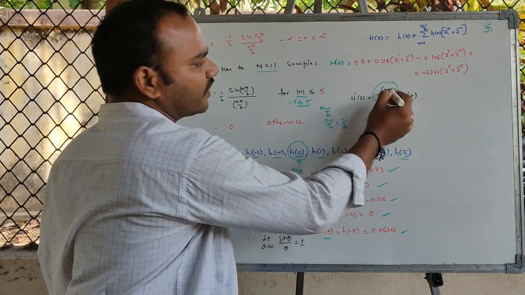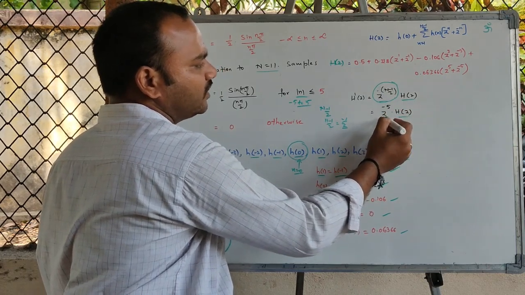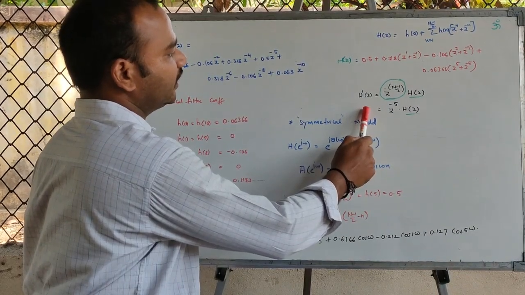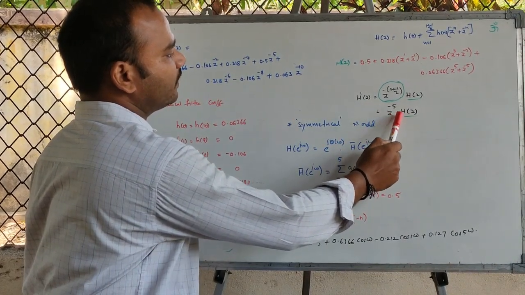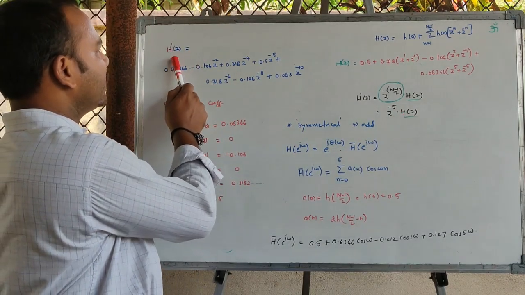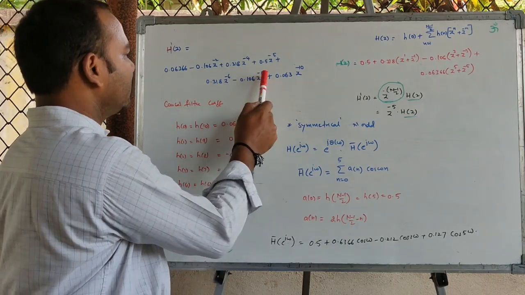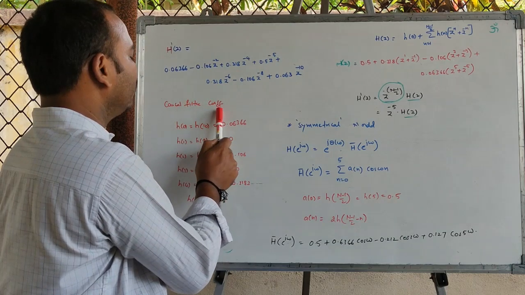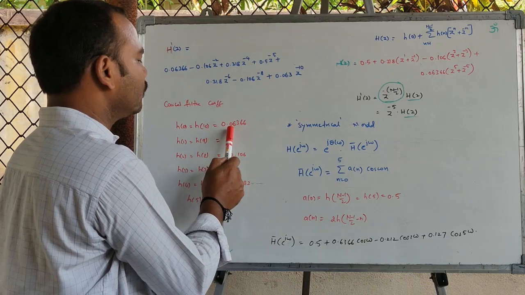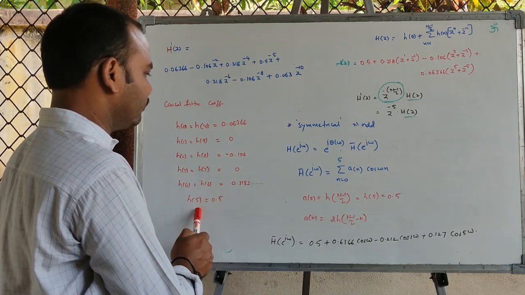Here, this value of capital N minus 1 by 2 is 5. So, this h of z needs to be multiplied with z power minus 5. Realizable filter transfer function is h dash of z is equal to z power minus 5 h of z. And if we work it out, we get h dash of z is equal to this equation. Now, from this h dash of z, we can find the causal filter coefficients. They are h of 0 is equal to h of 10, 0.0636. Similarly, we can find all the filter coefficients.